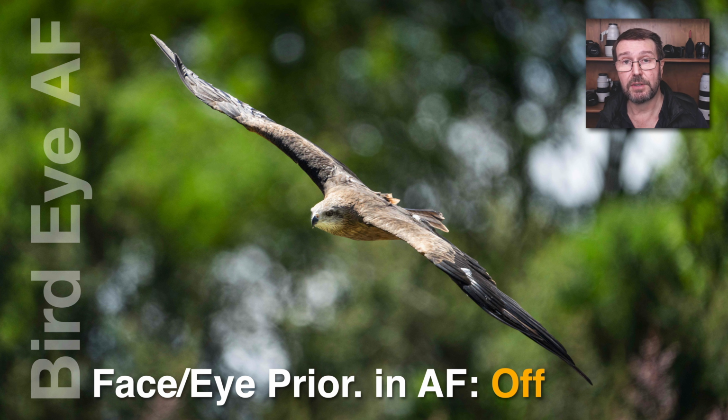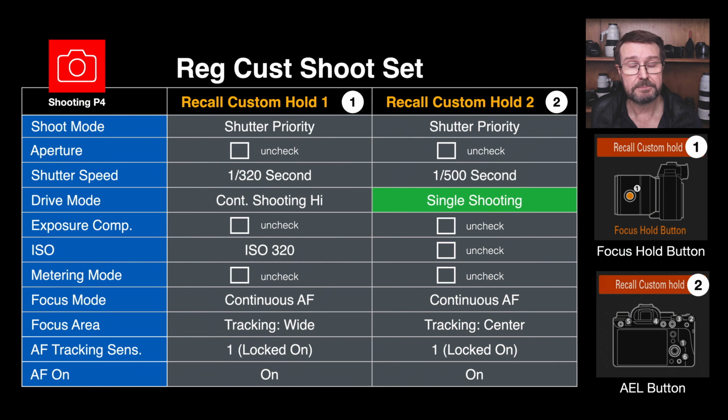So I dare say the algorithms will get better over time, but in some instances where bird IF is struggling, you might just want to switch off face eye priority and maybe put a spot on a colorful piece of the bird plumage, and then have the tracking track that color instead of the eye.